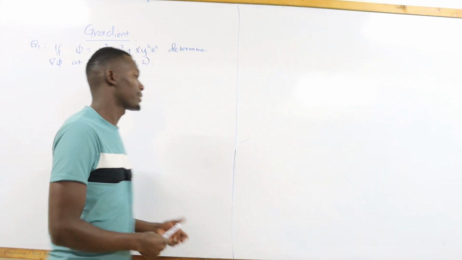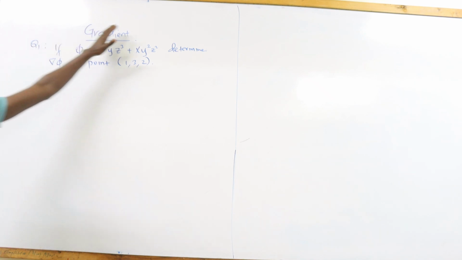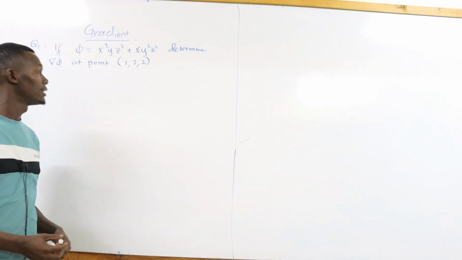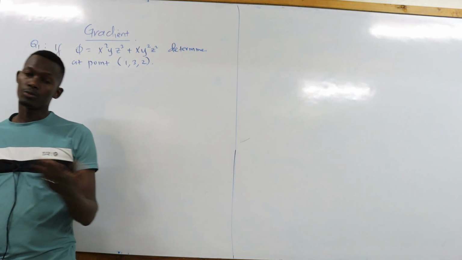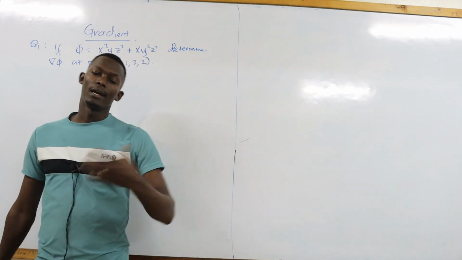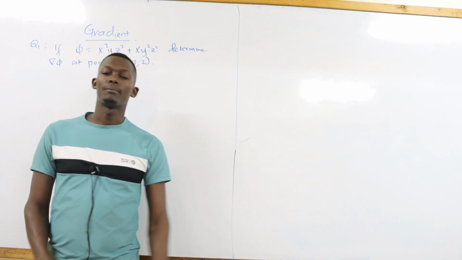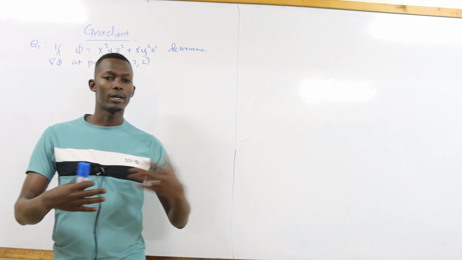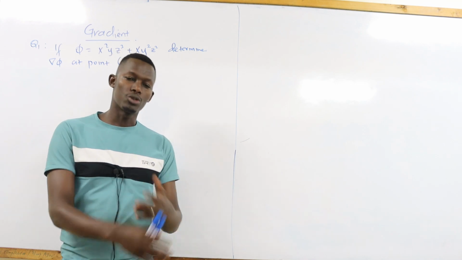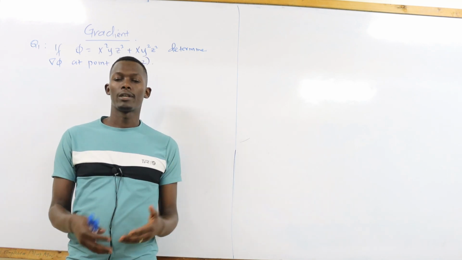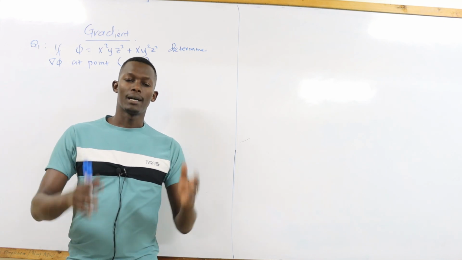Now let us jump right into the question of today, that is the gradient. Remember, we are still in the topic vector analysis. If you have not seen the videos of dot product and cross product, area of a triangle spanned by two vectors, area of a parallelogram spanned by two vectors, and the angle between vectors, kindly check the videos in the playlist called vector analysis.